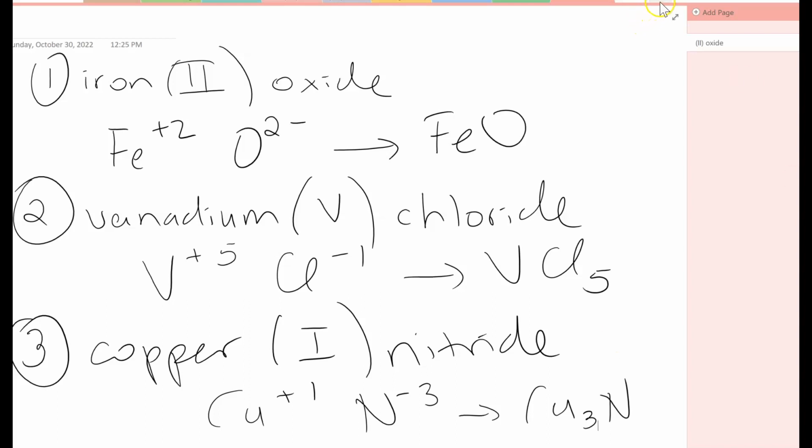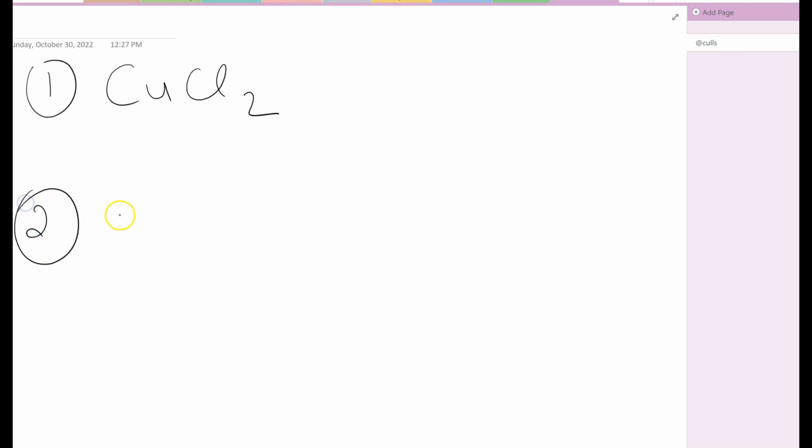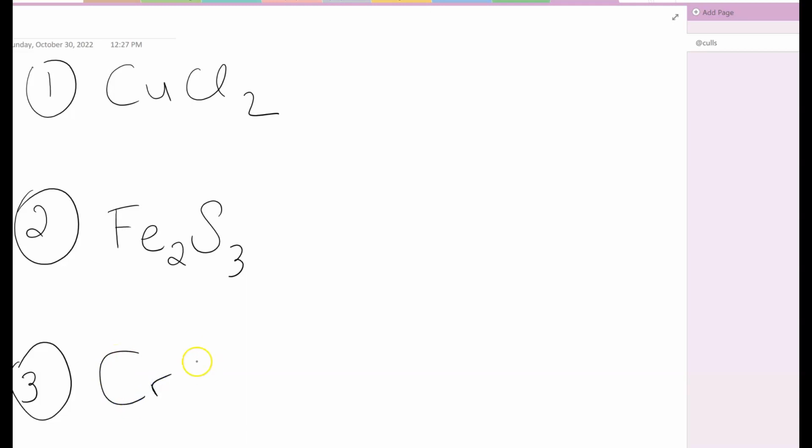Okay. Now let's try the exact opposite of that. In other words, you have the compound and you need to name it and you need the Roman numerals. So let's try this. Let's say we have CuCl2. And let's try chromium I3. Okay, do the same thing you did a little bit ago. Go ahead and pause it and then solve those 3 and then come back to see the solution.